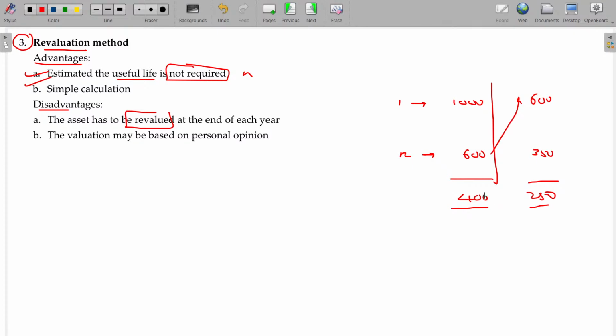But here you have to do the revaluation every year end. That's a drawback. The valuation may be based on personal opinion. The valuer may have his own opinion, so that may lead to totally different valuations. We cannot rely on that. So this is the problem of the revaluation method. Hope you will now be able to understand all these things.